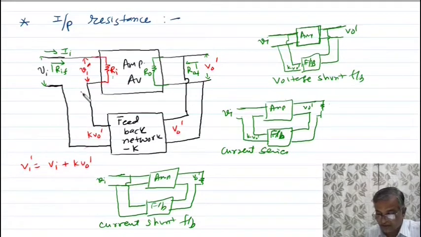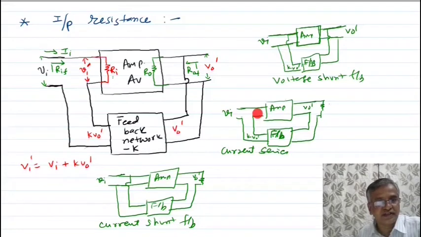What is current series feedback? The feedback is proportional to output current, and it is combined in series with the input. It is called current series feedback. So you can see in current series feedback and voltage series feedback, the effective input resistance increases. Why? Because this is not in phase with the input signal, so input current decreases. As a result, your input resistance increases.